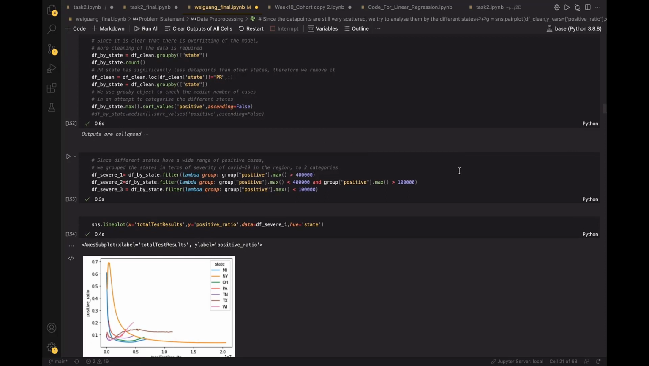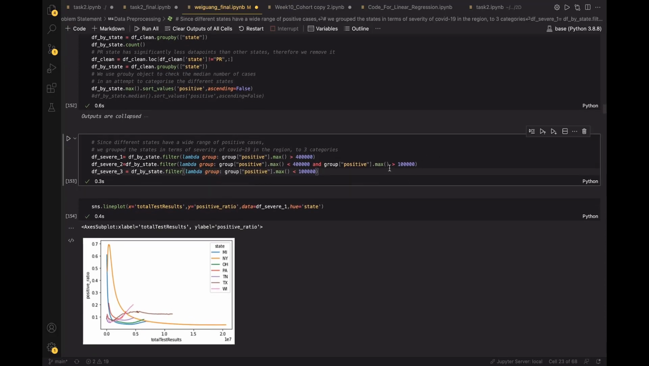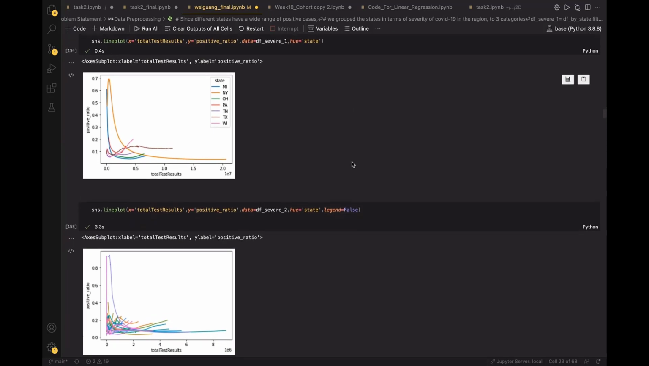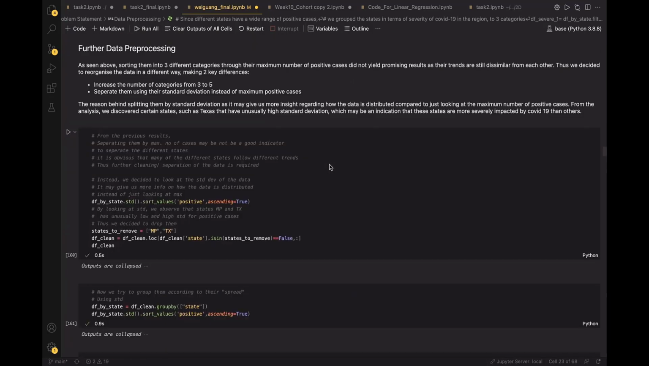We then categorize them into 3 categories, which is the first group, less than 100k, the second group, between 100k and 400k, and the last group, more than 400k. These are the respective graphs. It is clear that more work needs to be done.